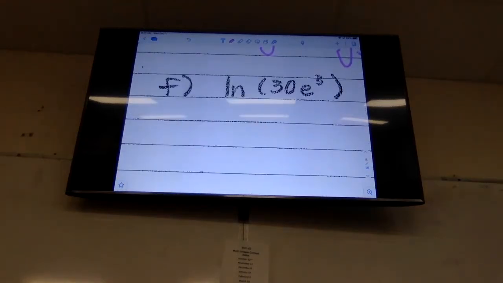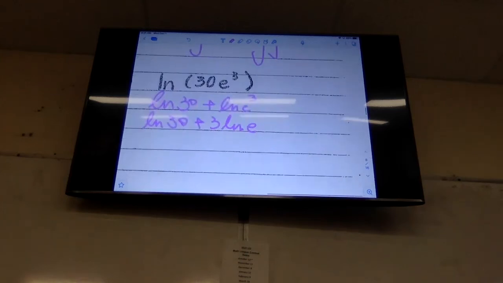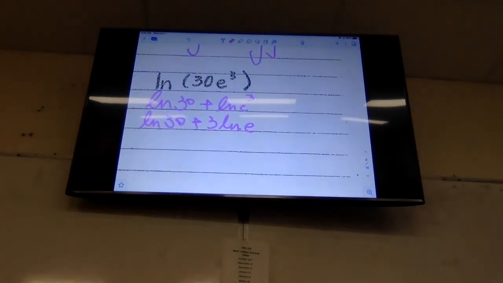So ln of 30 e to the third. I can make that ln of 30 plus ln of e to the third, and then carry your 3 in front of just the ln e. I would love for us to get to the point where when we see ln of e, we can simplify that down, because ln is the same thing as log base e of e. If that's equal to x, e raised to the x equals e. What should x equal?